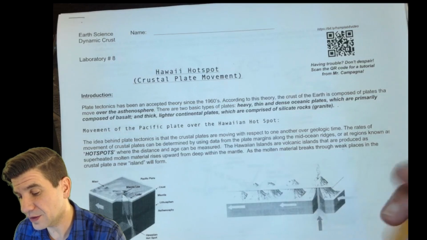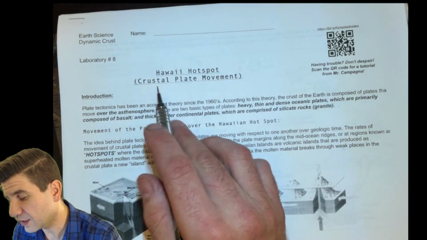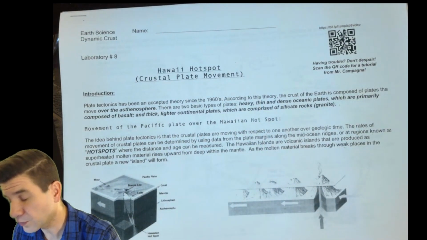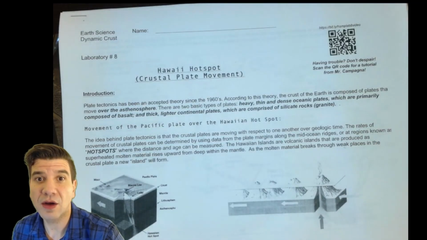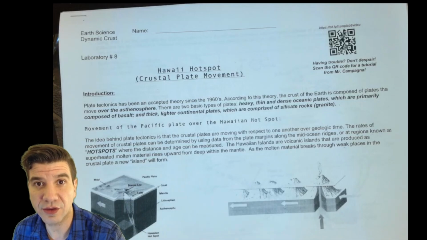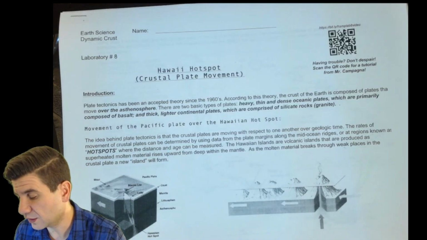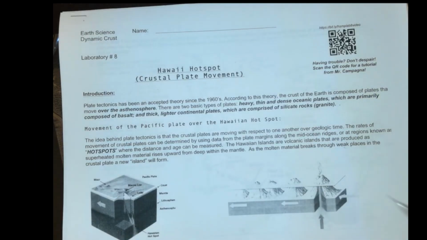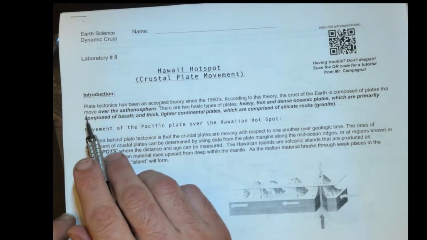This is lab number 8, Hawaii Hotspot and crustal plate movement. Pretty straightforward lab, quite a bit of math in this, so you're going to want to have a calculator with you. You don't need anything fancy, just a simple 5-function calculator. But that's it. So if we just jump right in, it says here, Introduction.